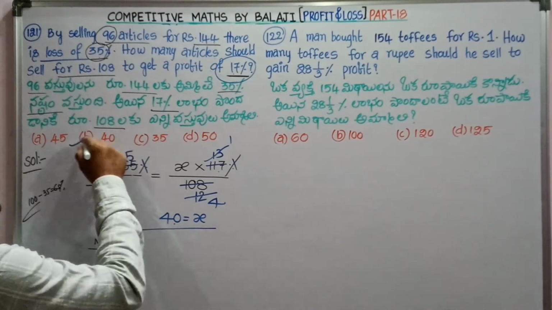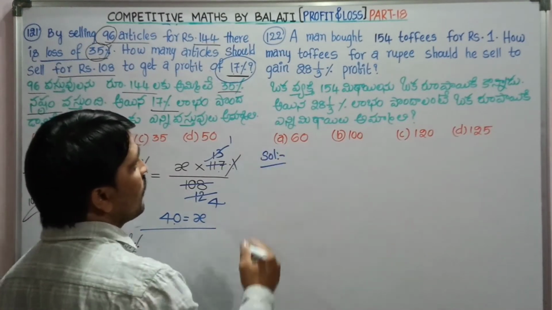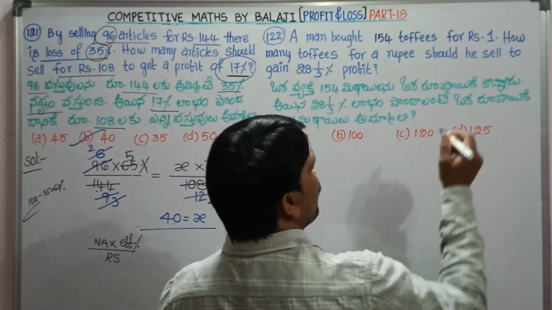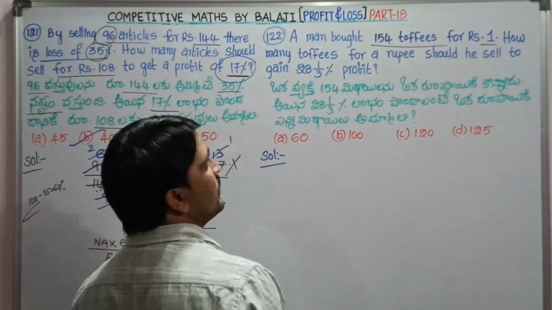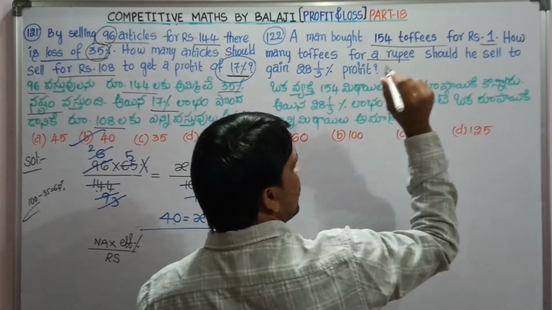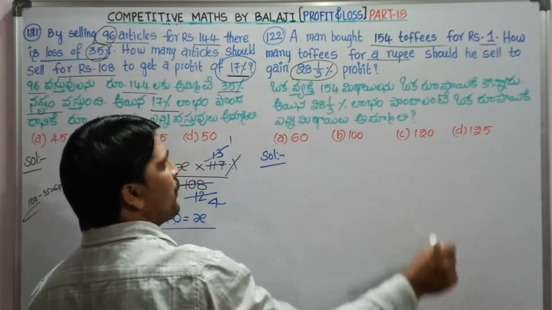So the answer is B. Question 122. A man bought 154 toffees for rupee 1. How many toffees for a rupee should he sell to gain 28 whole 1/3% profit?